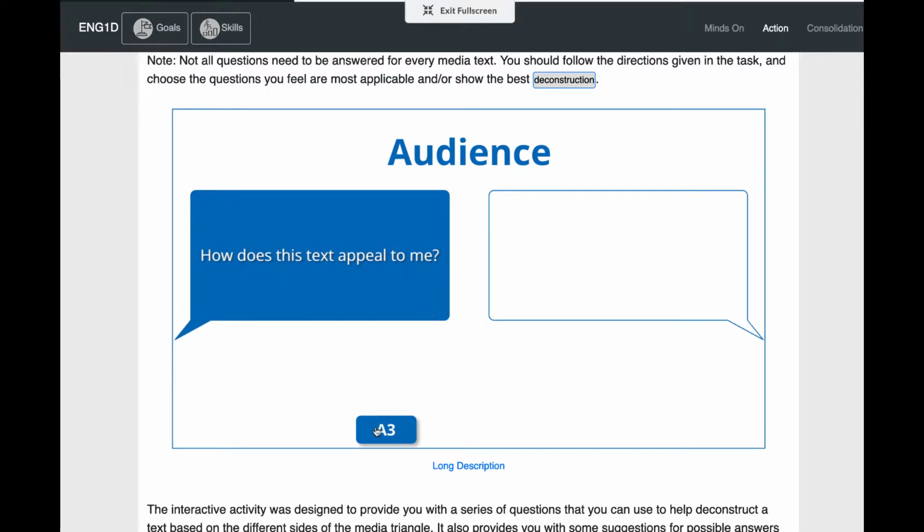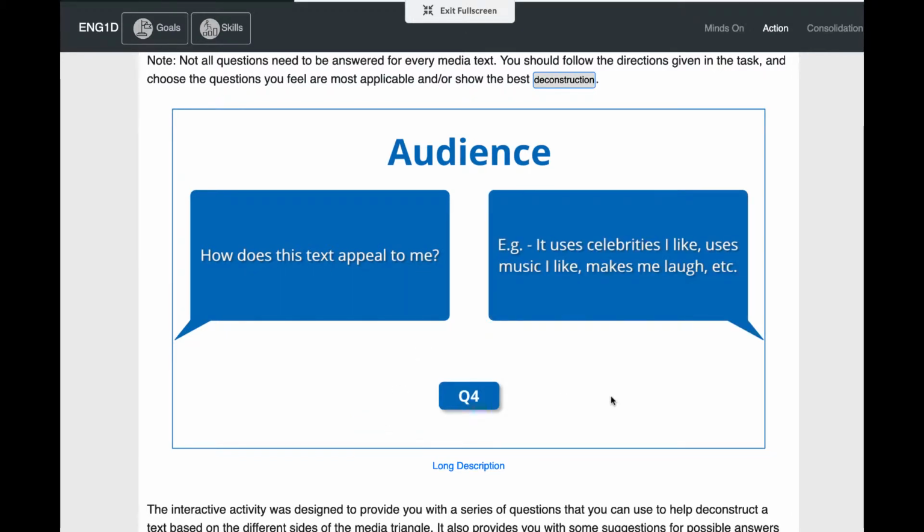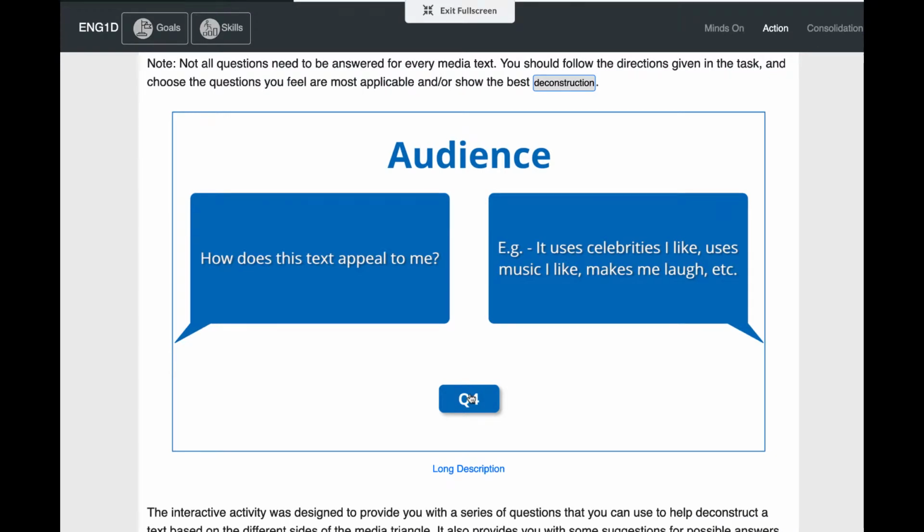How does this text appeal to me? Then you look at it and say, oh man, I love fairy tales, so I really like this text. Or it uses celebrities. Maybe Lady Gaga is Cinderella, so I really like that. Therefore, it's really appealing to me, and it has the music that I like, and it's making me laugh, so yes, this is appealing to me. It really does appeal to the audience, if the audience is me.